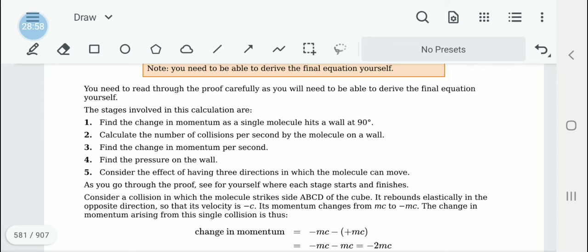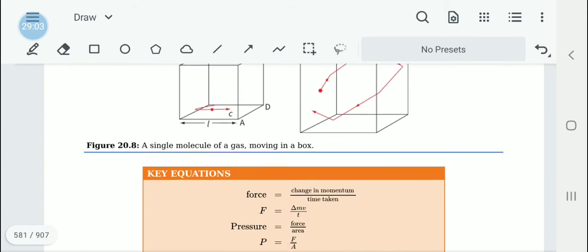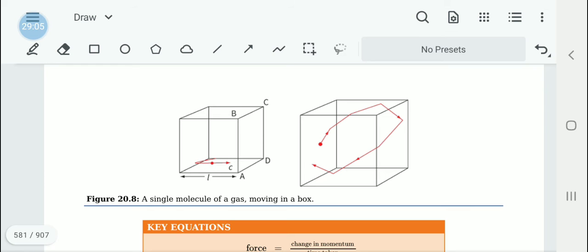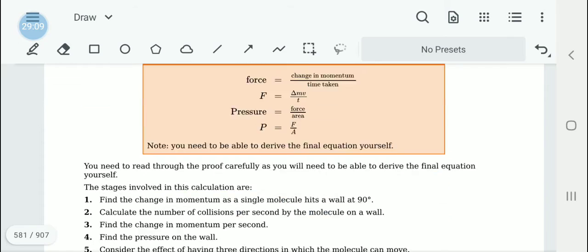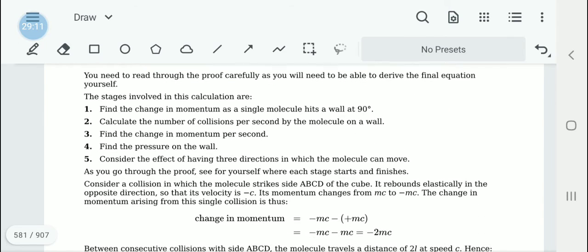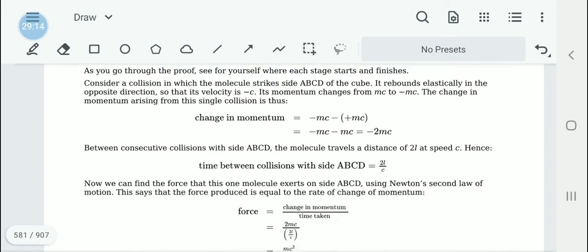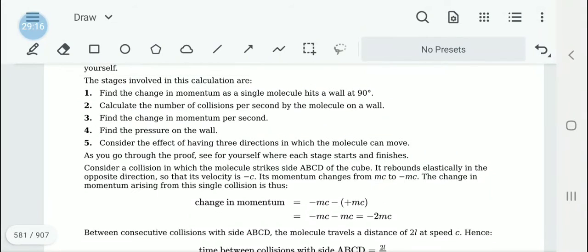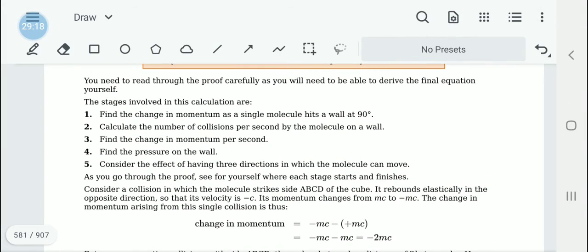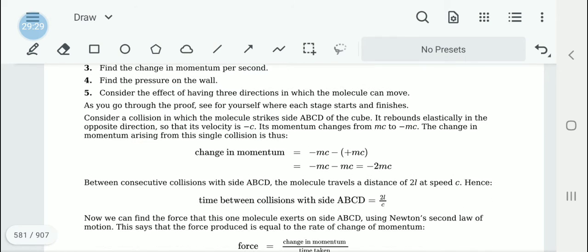Write down. Before you write down, please draw this figure 20.8. Pause the video and draw it. Once you have done it, write down. Even if you need the 5 steps involved, you might want to write this down as well. That is proving the equation. After that, write down.